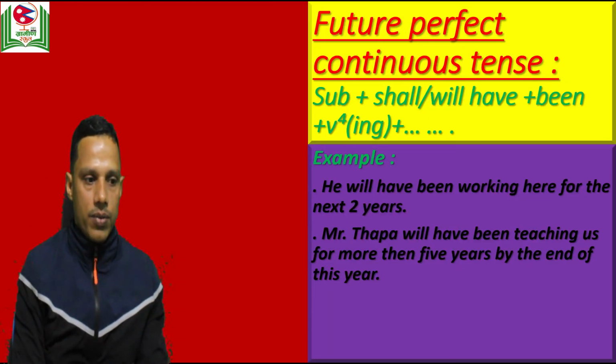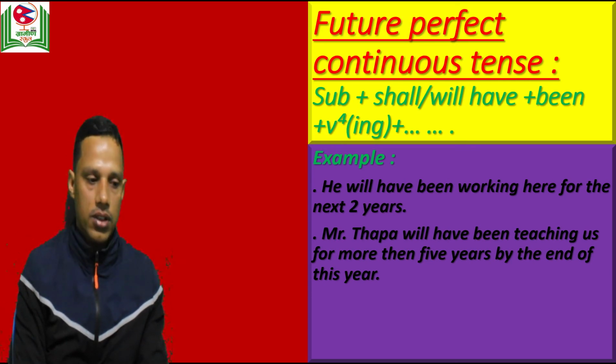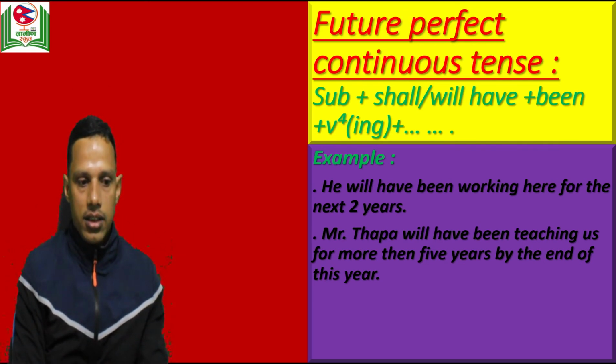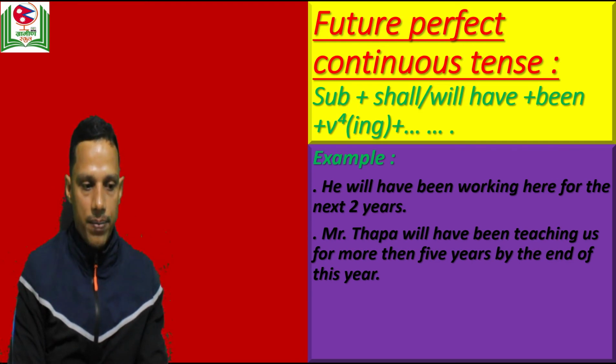Now the next type we have is future perfect continuous tense. This is the last subcategory under future tense. You can see the structure there: subject plus shall or will have been plus the ing form of verb. Let's see some examples. He will have been working here for the next 2 years. Mr. Thapa will have been teaching us for more than 5 years by the end of this year. In these examples, you can notice the same structure: will have been working, will have been teaching. These verbs indicate future perfect continuous tense.